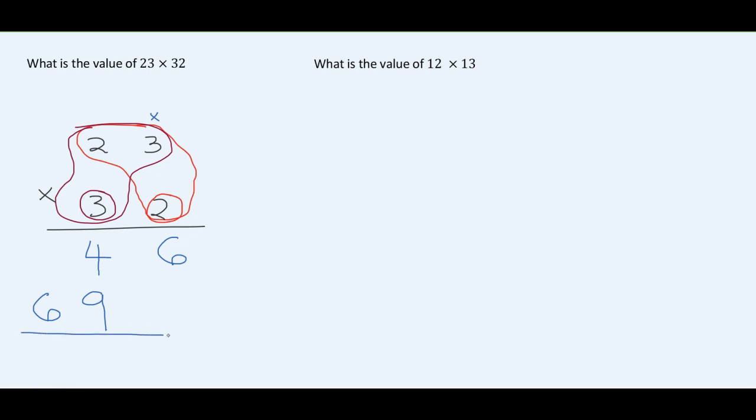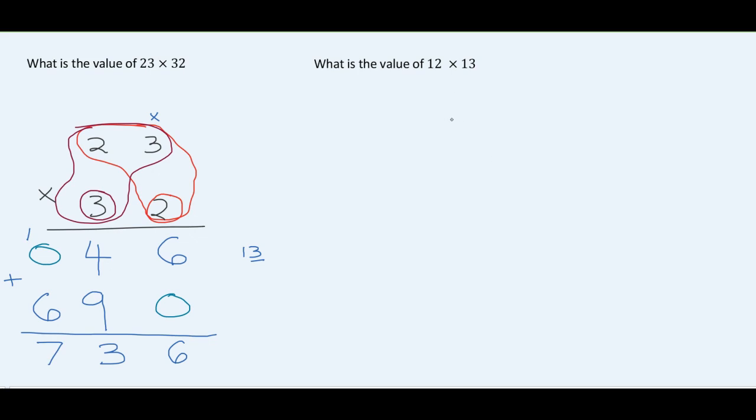Now the next step is that we're going to fill up all the spaces with zeros. So I'm going to put a 0 here, and then a 0 here, and then we're going to add the numbers together. 6 plus 0, we have 6. 4 plus 9, we have 13. So we write 13 down: we put a 3 here, and then we bring a 1 up here. 1 plus 0 plus 6, we have a 7. So that is how you multiply two-digit numbers.